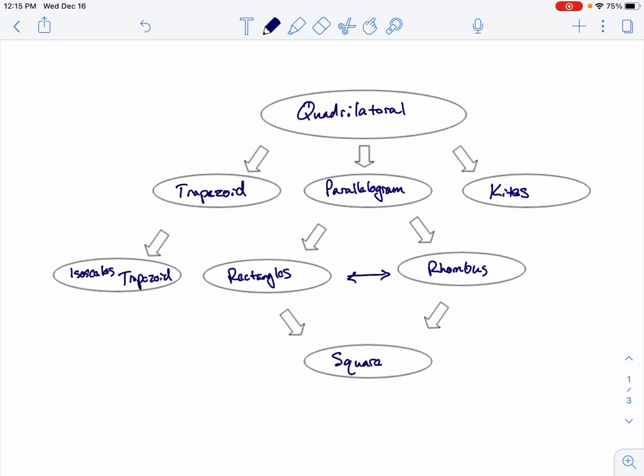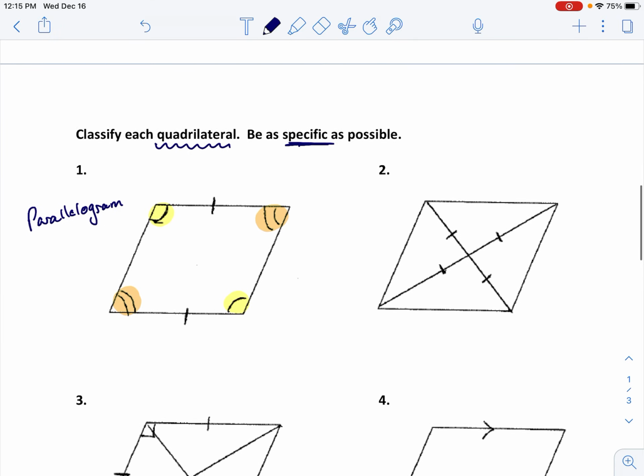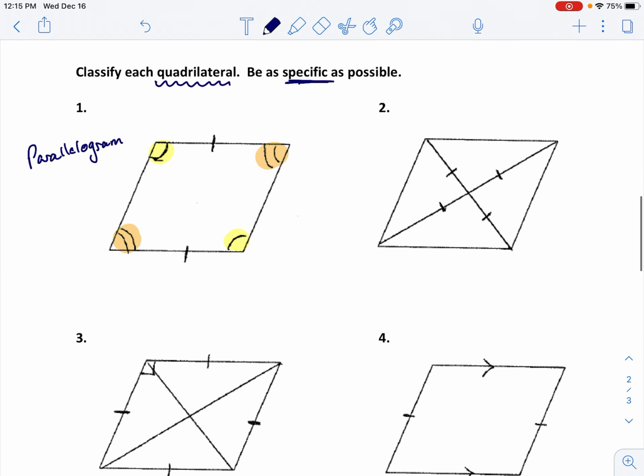So the next thing I'm thinking is, is it one of these two? Is it a rectangle or is it a rhombus? Let me go back and take a look at it now. Well, I have a pair of opposite sides congruent, but that doesn't really give me anything.